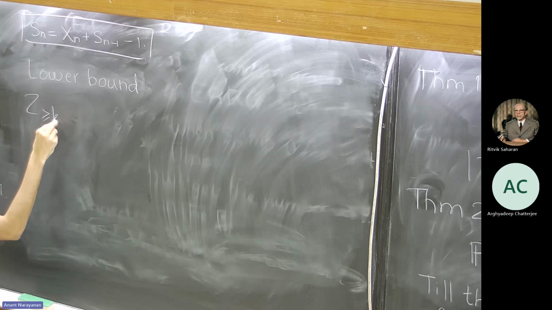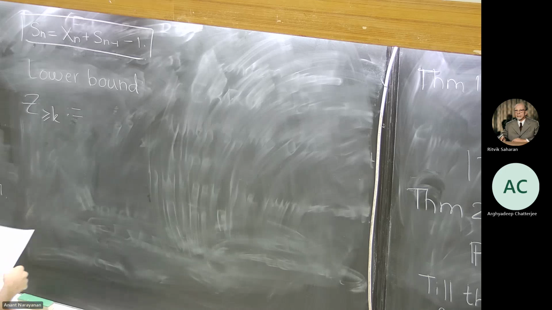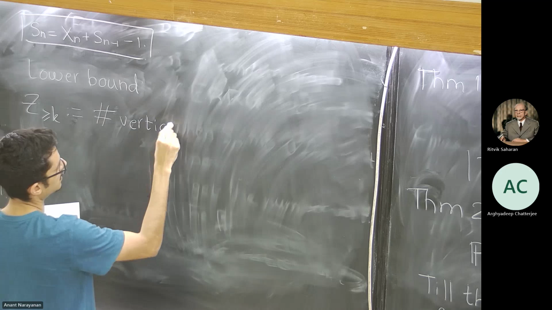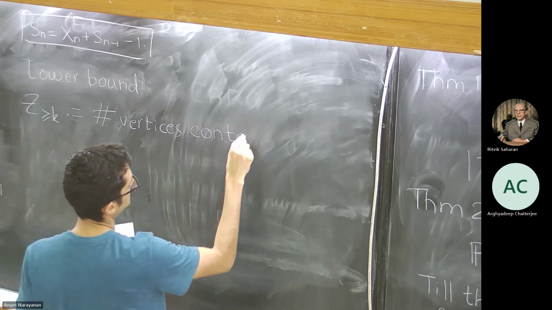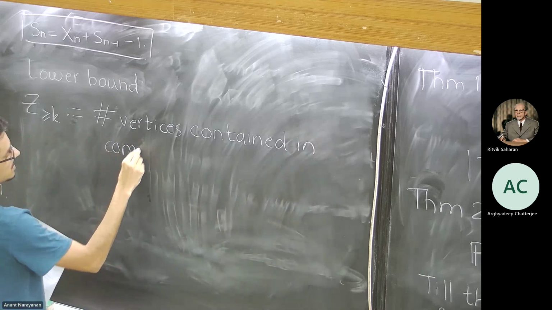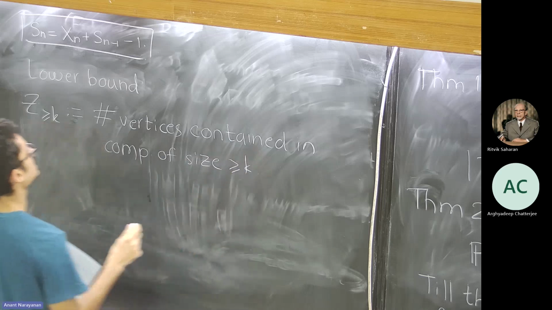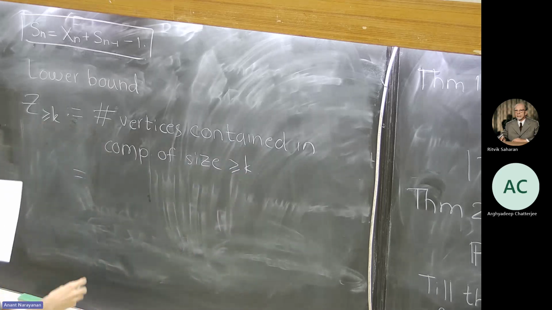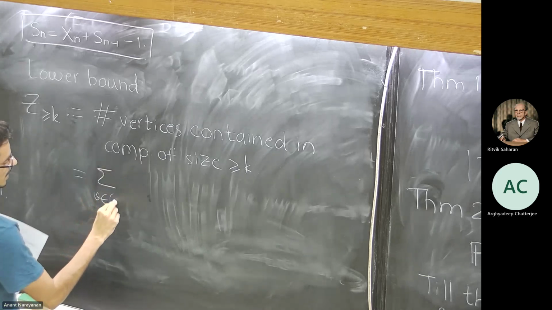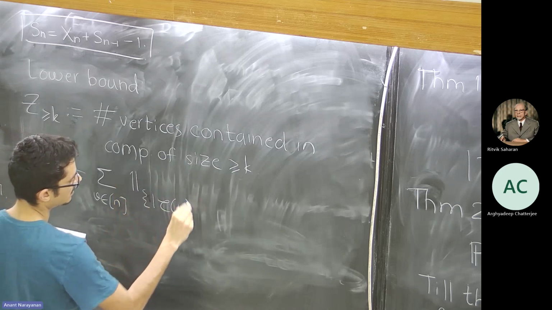So I'll introduce something called Z greater or equal to k. This counts the number of vertices contained in components of size greater or equal to k, written with an indicator.